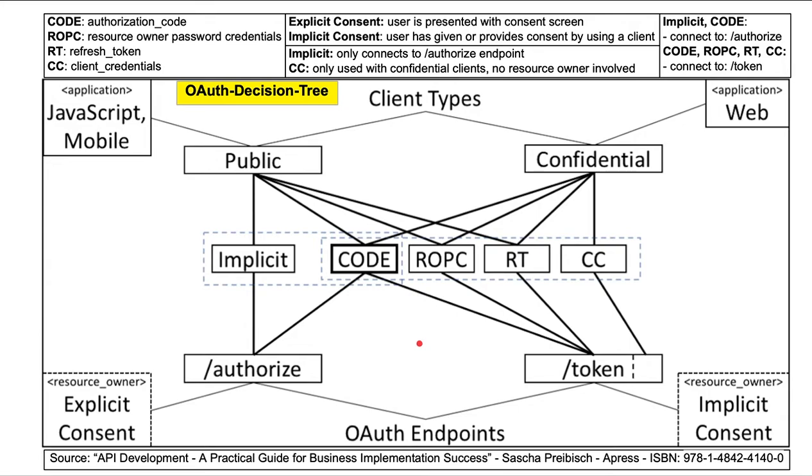So I hope this diagram helps you make decisions when choosing a grant type. And as you can see, you can also start off from a certain flow, and with that it will help you to decide how you're going to implement your application or client. I hope this picture helps. You can certainly also print it out just to keep the source information. And with that, please let me know how you like this diagram.